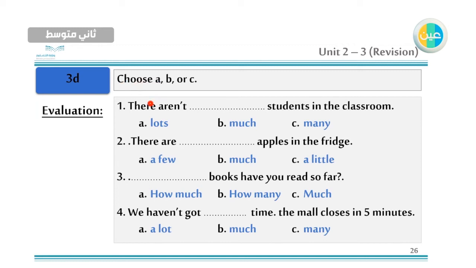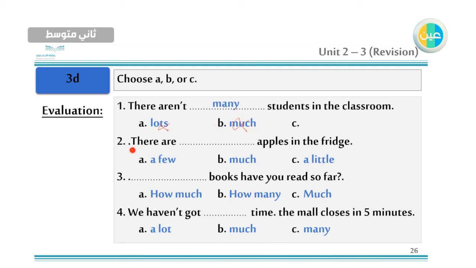Okay, now let's have an exercise for using the quantifiers. So choose A, B, or C. Number 1, there aren't blank students in the classroom. So can we say there aren't lots students, or there aren't much students, or there aren't many students? So students is countable, and this is a negative sentence. So lots fits here, but it misses an important part, which is of. So this is not correct. Much is used with uncountable nouns, so this is a countable noun, so this is also incorrect. So can we say many? Of course we can. So there aren't many students in the classroom.